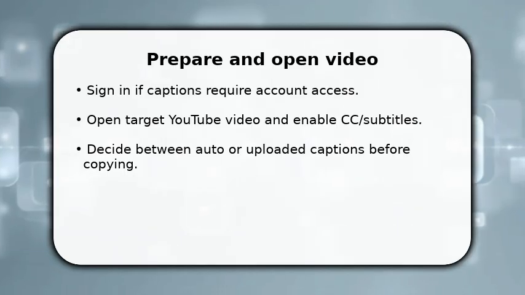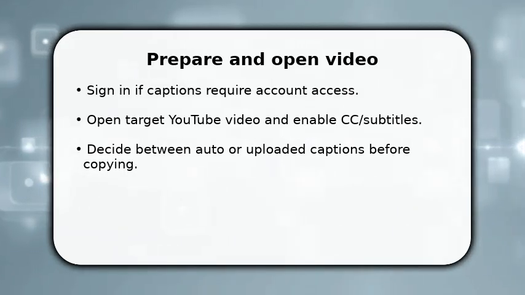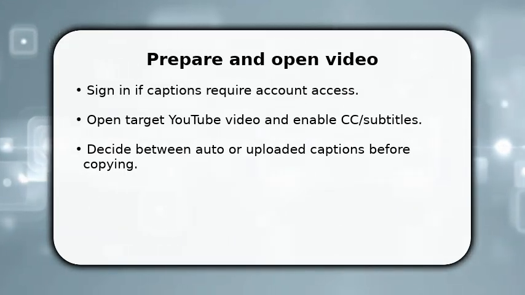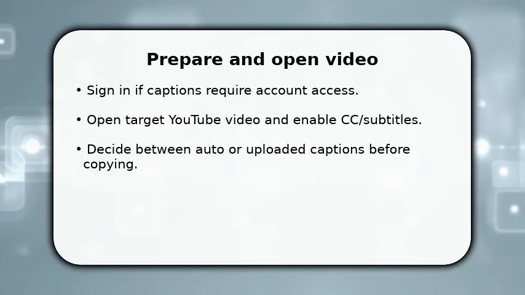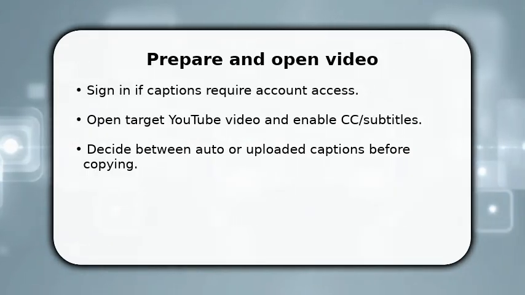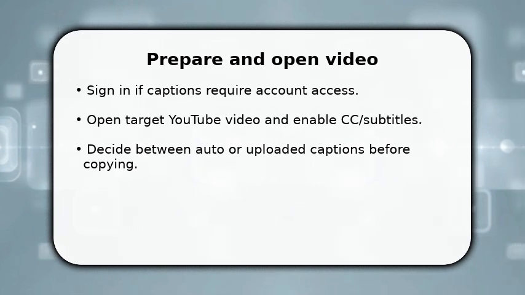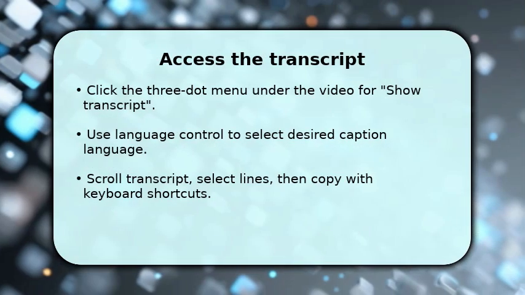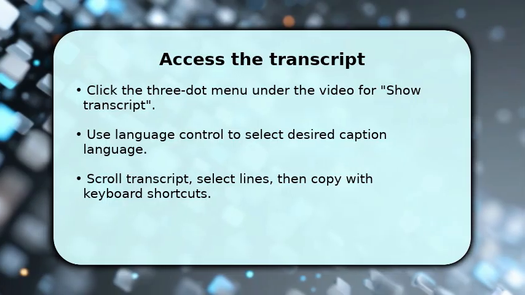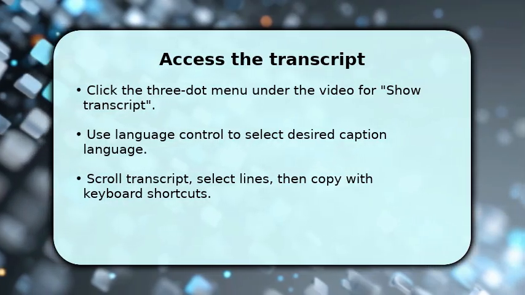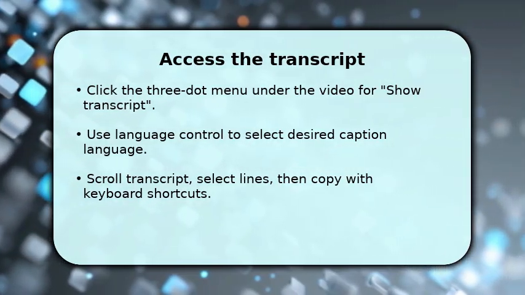If captions are hidden behind a transcript option, you'll use that next. Don't waste time tweaking playback yet. Begin by locating the CC menu and the three-dot options under the video for transcript access. Once you click the three-dot menu and select Show Transcript, you'll see timestamped lines beside the video. This is the raw text source.